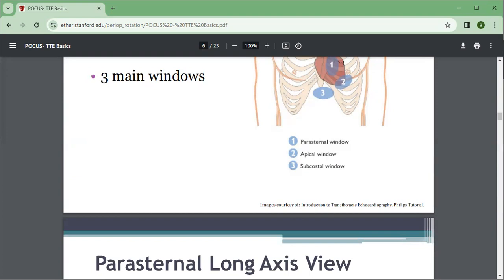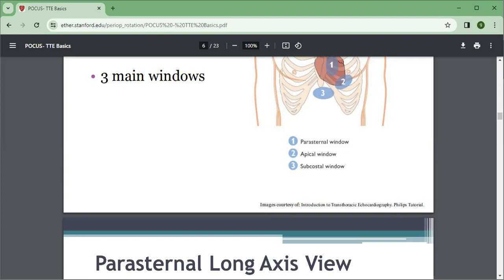You'll be able to visualize the left ventricle, left atrium, the mitral valve, the pulmonary outflow tract, the pulmonary valve. You'll be able to see the descending aorta. You'll also see the apical part, the inner part of the apex of the heart.